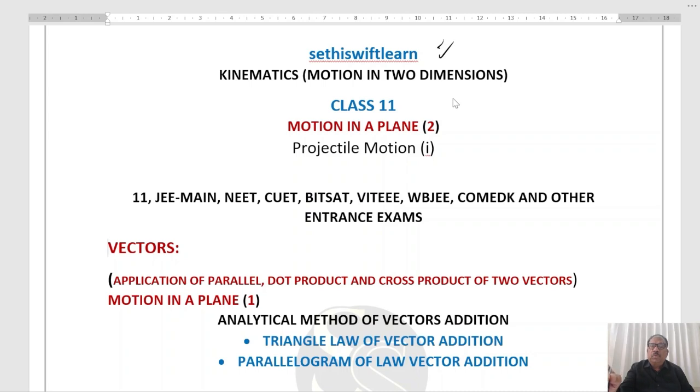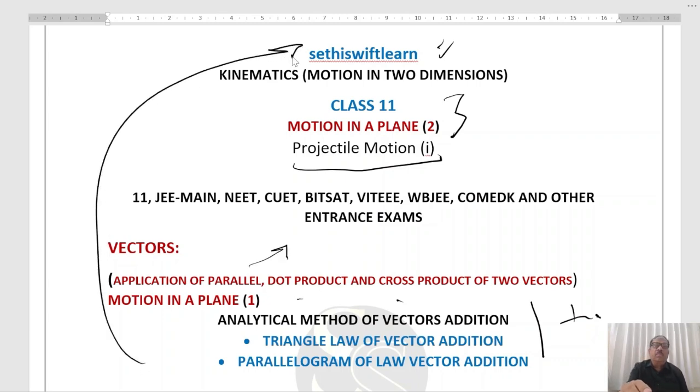In today's session 2 on motion in a plane, basics of projectile motion will be discussed through illustrations. In the earlier session we discussed the analytical method of vector addition, that is parallelogram vector addition, parallelogram rectangle vector addition through illustration, and also we have discussed dot product, cross product, and how parallel vectors are operated, right? Which you can review on City Civiler.